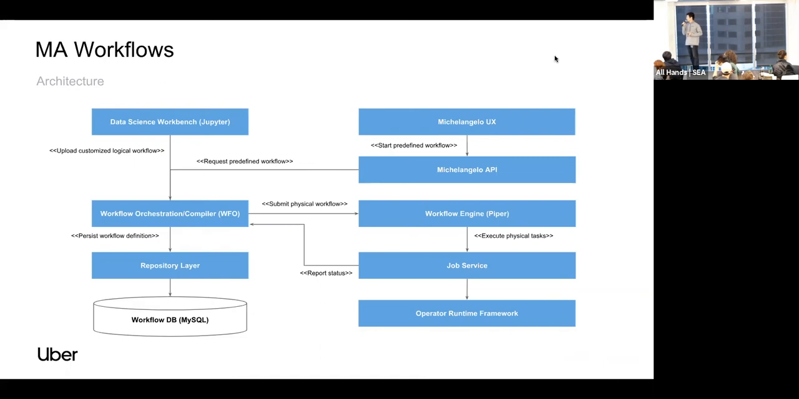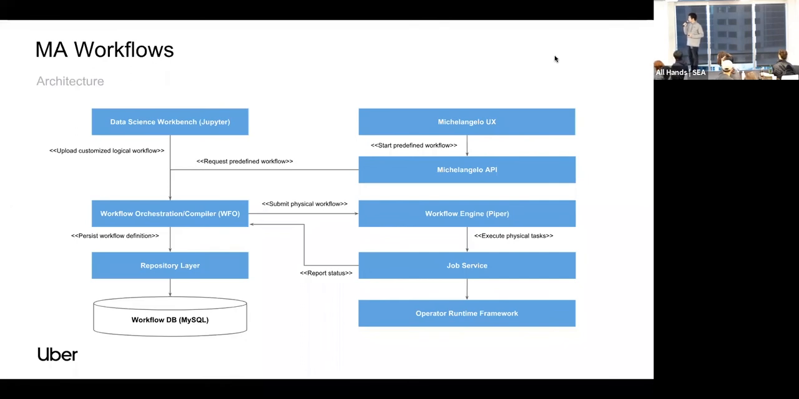And then the customized logical workflow will be sent to the next layer, which is the compilation layer called WFO, to validate that the logical workflow is really valid and can be translated to a physical workflow. What the WFO does is two things. It first saves both the logical and physical workflow to the workflow DB, which is MySQL. Next, it sends the physical workflow to the workflow execution engine, which is Piper. Piper, by the way, is a data management orchestration tool built in-house by Uber. It's very similar to Airbnb's Airflow.